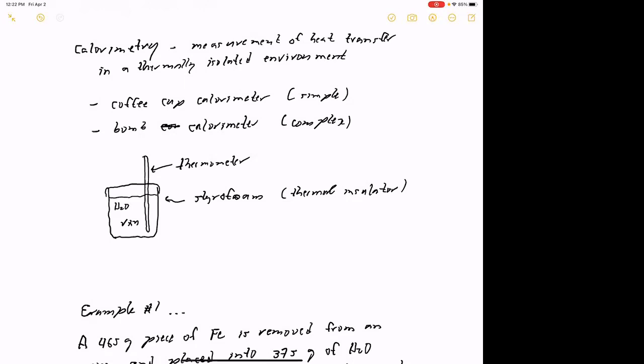Now, the idea here is that the whole calorimeter becomes our thermochemical universe. Remember, in thermochemistry or thermodynamics, the universe is made up of the system and the surroundings, right? So the whole universe is contained in the calorimeter. In this case, the reaction would be the system.